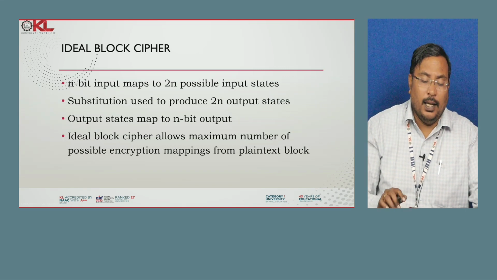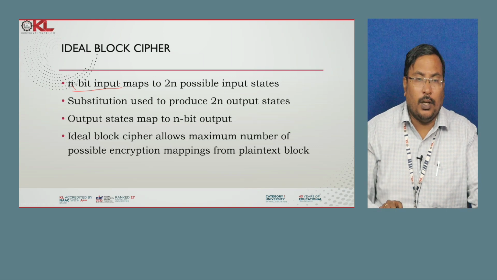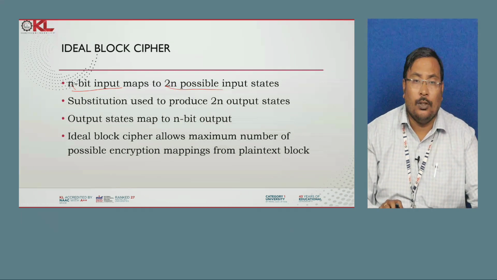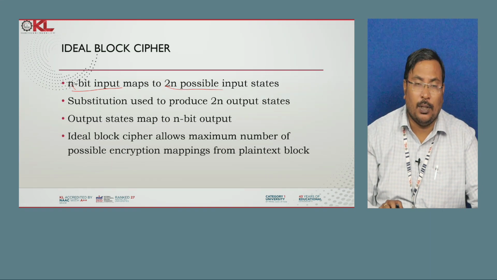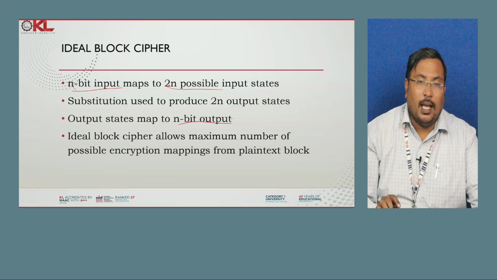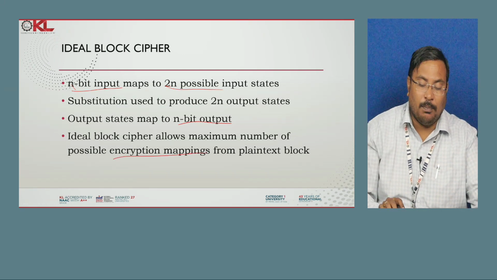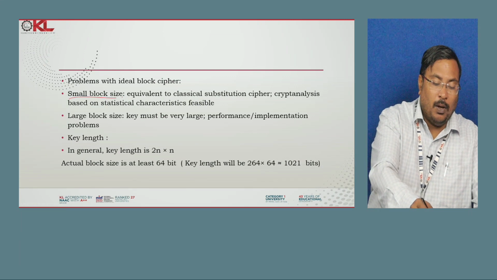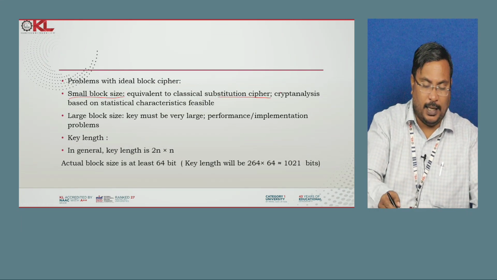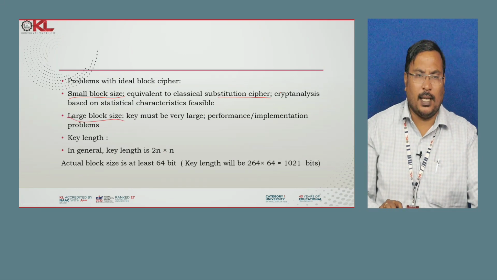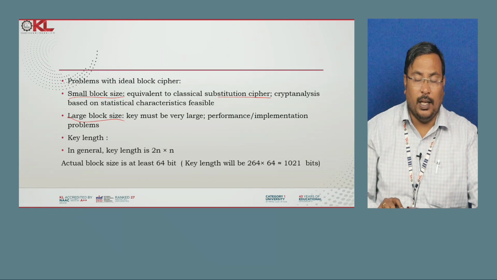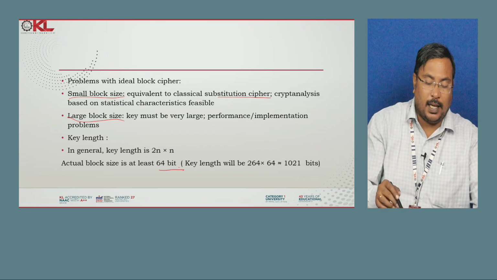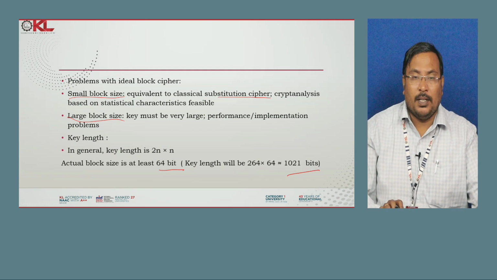Ideal block cipher. Here you take the n-bit input and map it to 2 power n possible input states, and we use substitution techniques to produce the 2 power n output states. Output states are mapped into the n-bit output. An ideal block cipher allows the maximum number of possible encryption mappings from the plain text block. Problems with the block cipher: a small block size is equivalent to the classical substitution techniques, so we need a large block size. The key must be very large, because in each and every round we use different keys. So in order to get a 64-bit size, we require 1024 bits of key size.